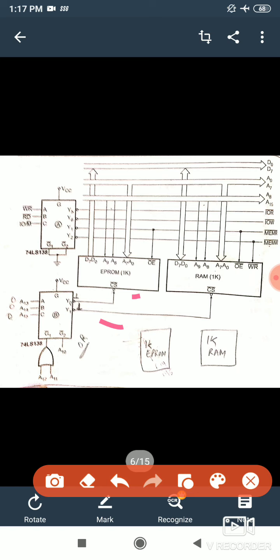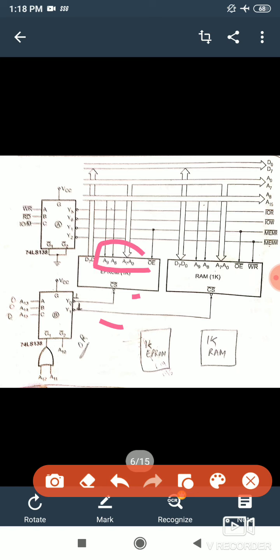So what will we do? Whenever we have to address only two chips, how many lines would we require? We require 2 raised to power 1, because 2 raised to power 1 means 2. So for addressing 2 chips we require only 1 line. But this is the case of full decoding. In full decoding or absolute decoding, we use all the remaining address lines which remain after the internal decoder purpose.